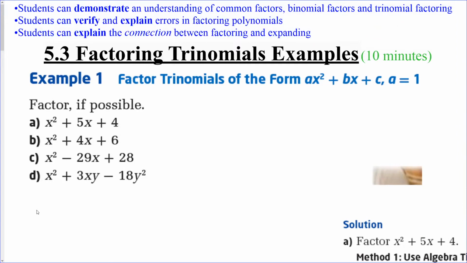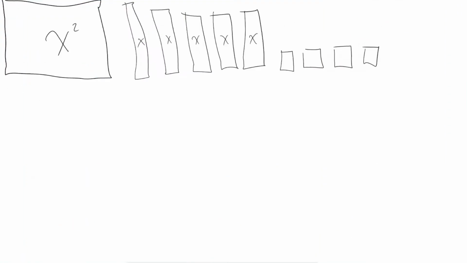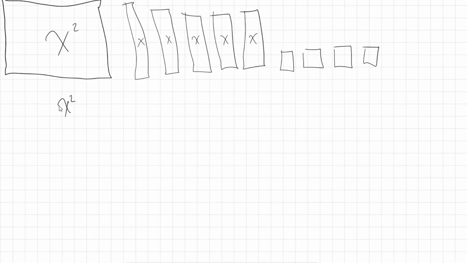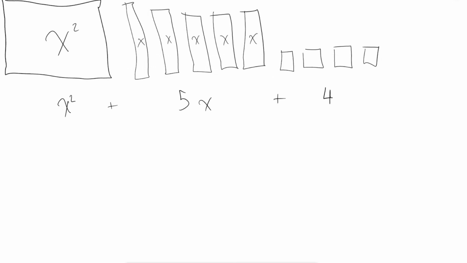I'm going to go back to the whiteboard and write this again: x squared plus 5x plus 4. When I factor it, first of all, I need to arrange it so that I have my x squared first, then my x's, then my 4's. And I can write this in the form ax squared plus bx plus c.